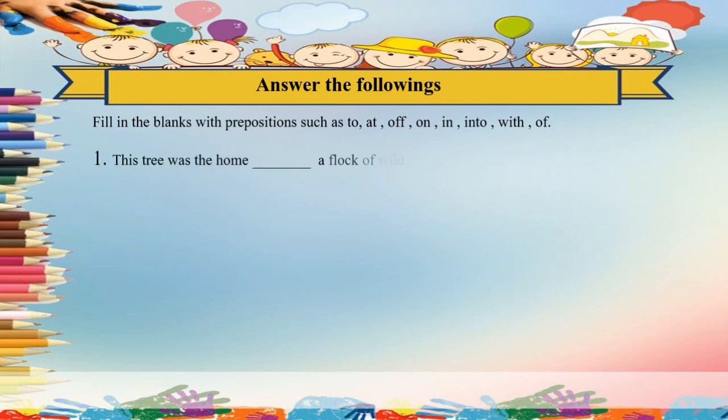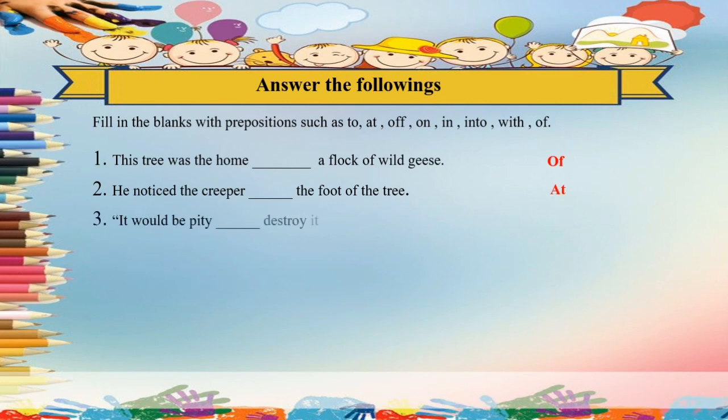This tree was the home of a flock of wild geese. A flock of wild geese. So here the preposition is of. He noticed the creeper at the foot of the tree. It is the location, a particular location. So, at.